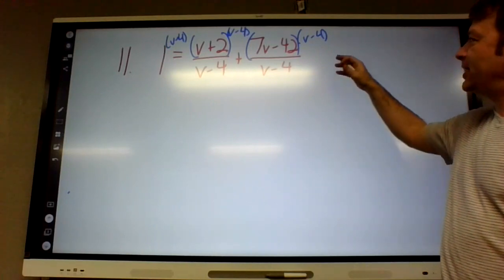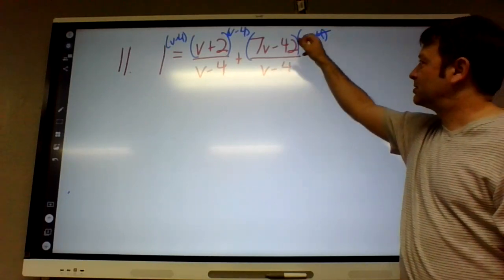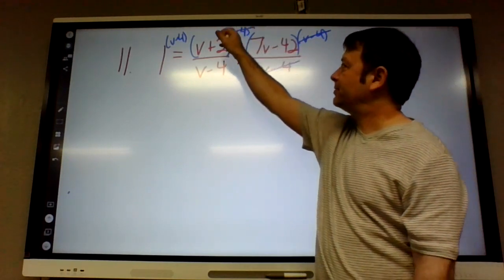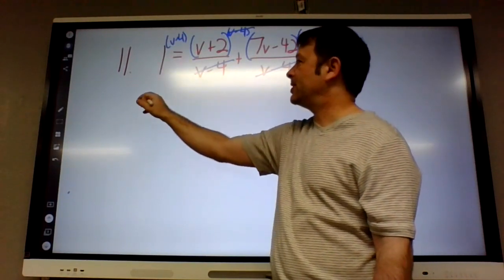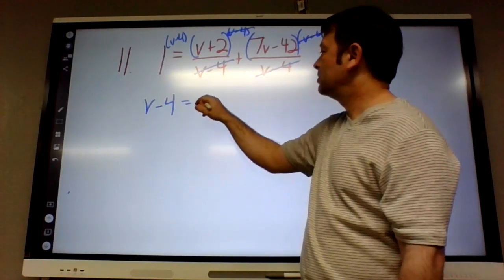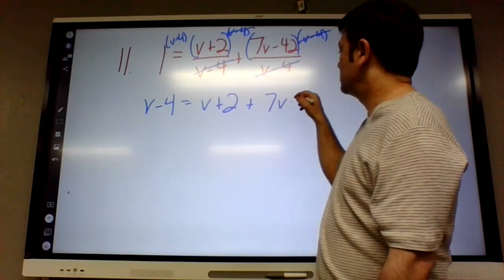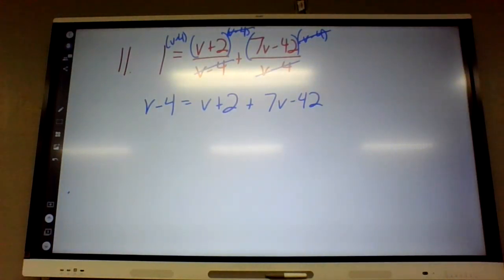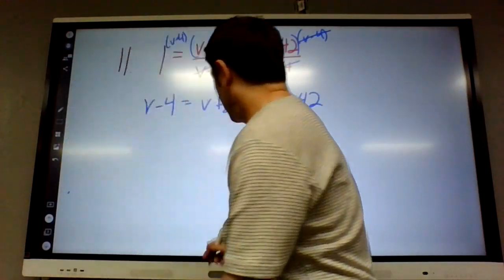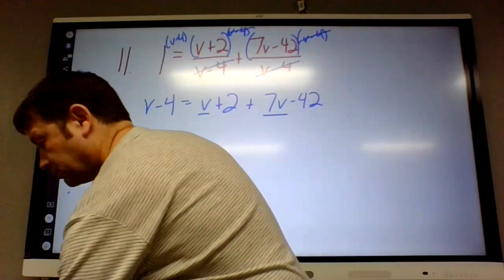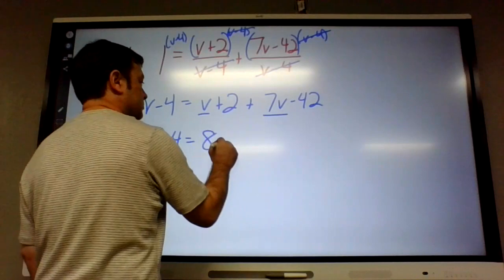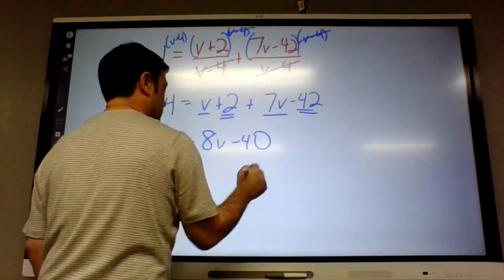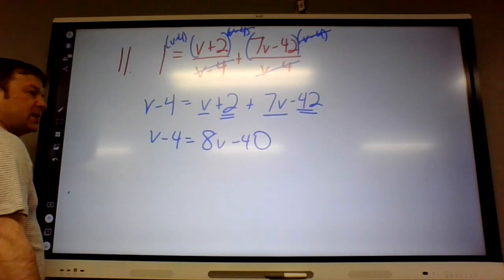Okay, now we don't actually have to multiply all these by V minus 4 because they're just going to cancel out. But the first term, nothing reduces, so it's just 1 times V minus 4, which is V minus 4. Going to add the like terms together. So I have V's on both sides.